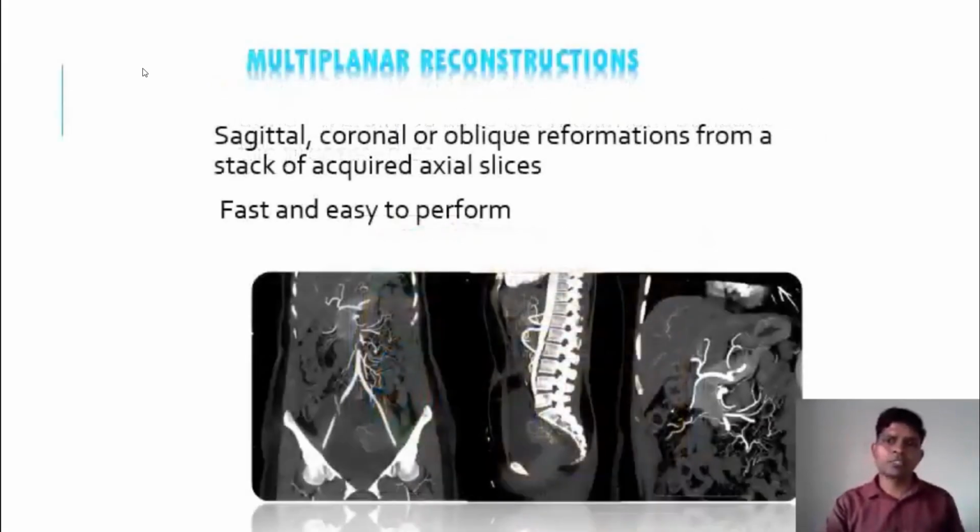Multiplanar reconstruction is the first method, where sagittal, coronal and oblique reformation is possible. You can see in the image, with the axial slice images we convert them to MPR. Most of the time we frequently use that to see the vessels, with thin slices.